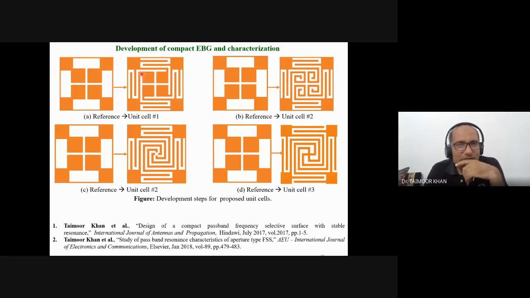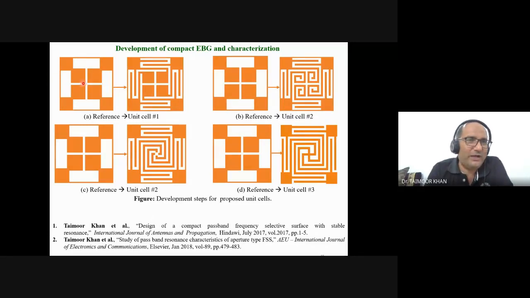Because here you cannot model this one in terms of a split ring resonator or complementary split ring resonator. This slotted geometry starts here, a continuous slot, continuous up to here, terminating here. Now, from the center point, again it is going in this way, continuous. Ultimately, if you see this entire thing, it is also an EBG.